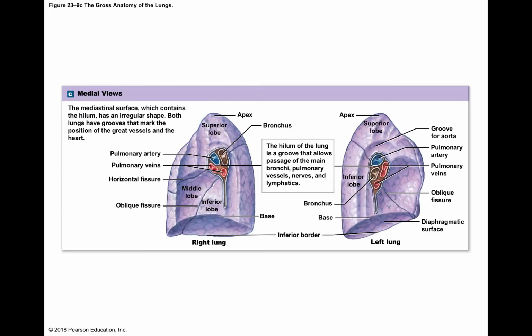Now, if we look at the medial side of the lungs, facing into the mediastinum, there's an area that's called the hilum, and the hilum is where all of the blood vessels come in, and the primary bronchi come in. When you look at it, the pulmonary artery is always on top, and then underneath that we see the pulmonary veins and the primary bronchus. Okay, so there's 2 pulmonary veins, 1 pulmonary artery, 1 bronchus, all in that hilum area.